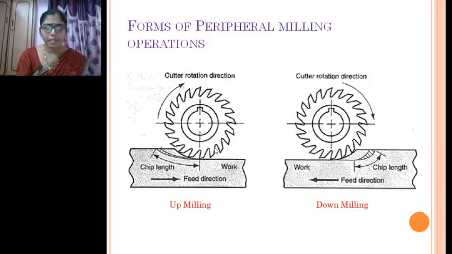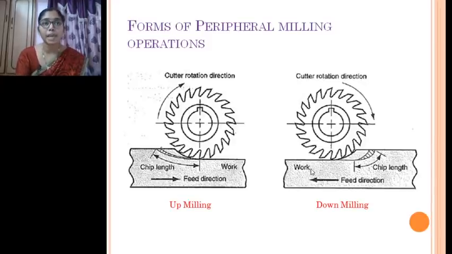The same cutter is used, you can see the workpiece and cutter are the same, but the main difference between up milling and down milling is that if the workpiece feed direction and the cutting tool motion are in opposite directions, then we call it an up milling operation. Whereas if both the feed direction and the tool rotational movement are in the same direction, then we call it a down milling operation.